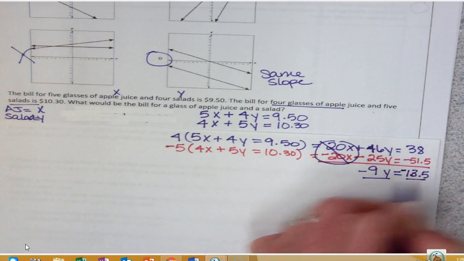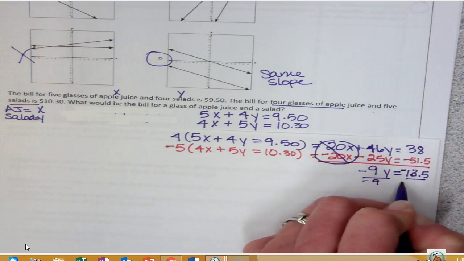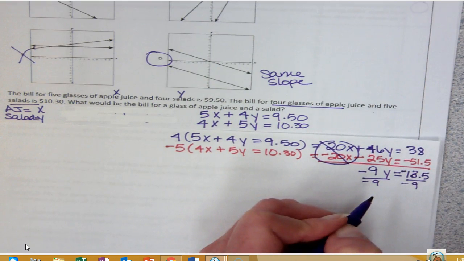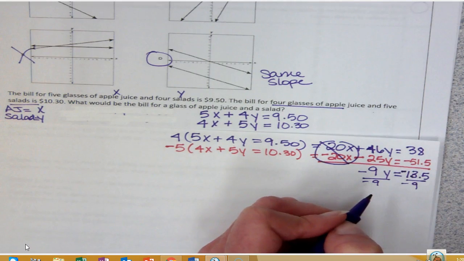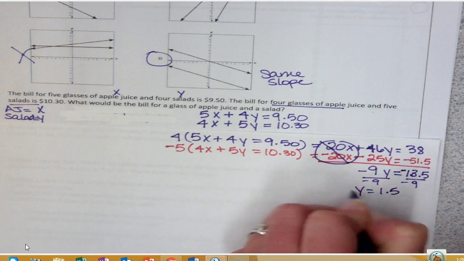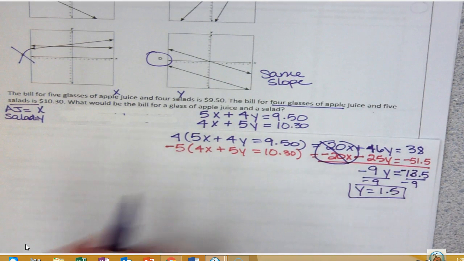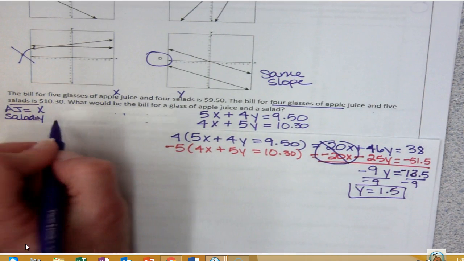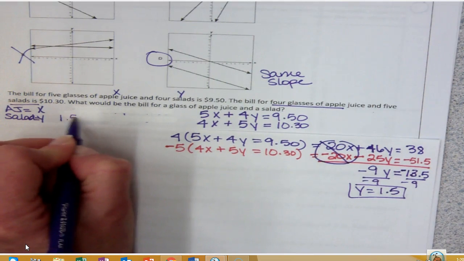Then I need to get my y by itself. I divide by negative 9. Divide by negative 9, and I get y equals 1.5. So what that's telling me is that the salad is $1.50.